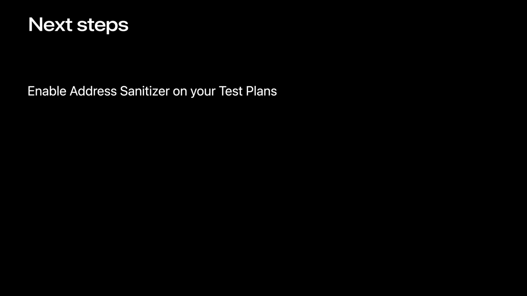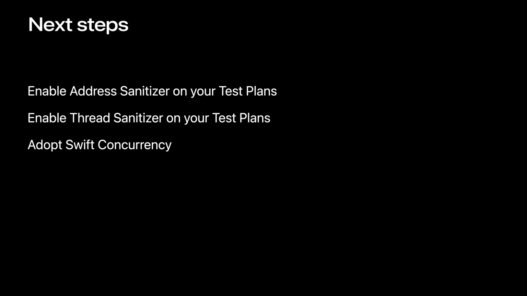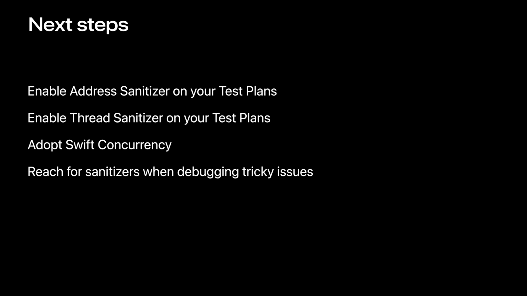Here's what you need to do next. First, go add Address Sanitizer to the config on your test plans, especially if you're using any C, C++, or Objective-C in your code base. Then, go add Thread Sanitizer to your test plans if you're using any C or pre-concurrency Swift. Adopt Swift concurrency to prevent data races in your Swift code. And finally, the next time you get a crash report that you can't explain or reproduce, reach for the sanitizers and see if they detect any issues. Maybe they can provide a hint as to how that bad state was reached.